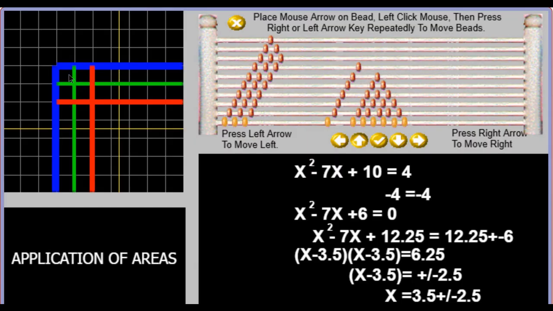There we have it. 1 and 3.5 plus 2.5 is 6. There we see how we have mapped this area onto the numerical completion of the square.